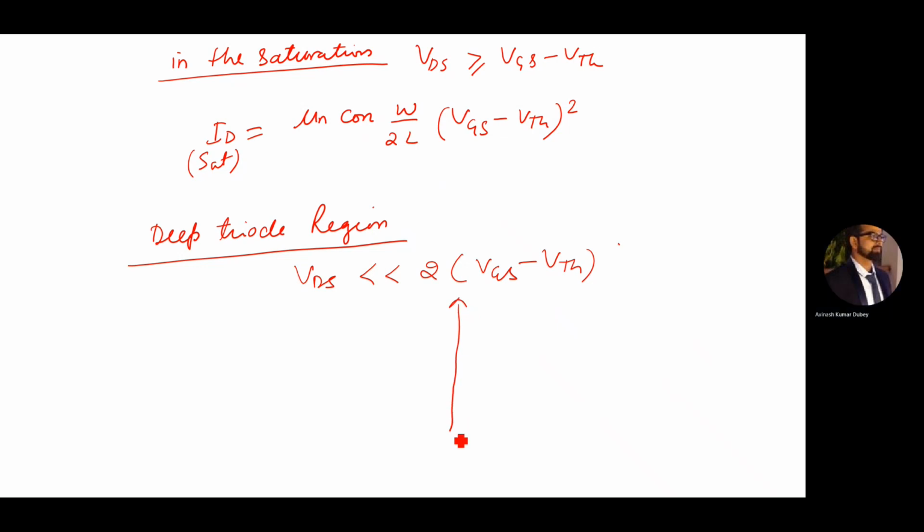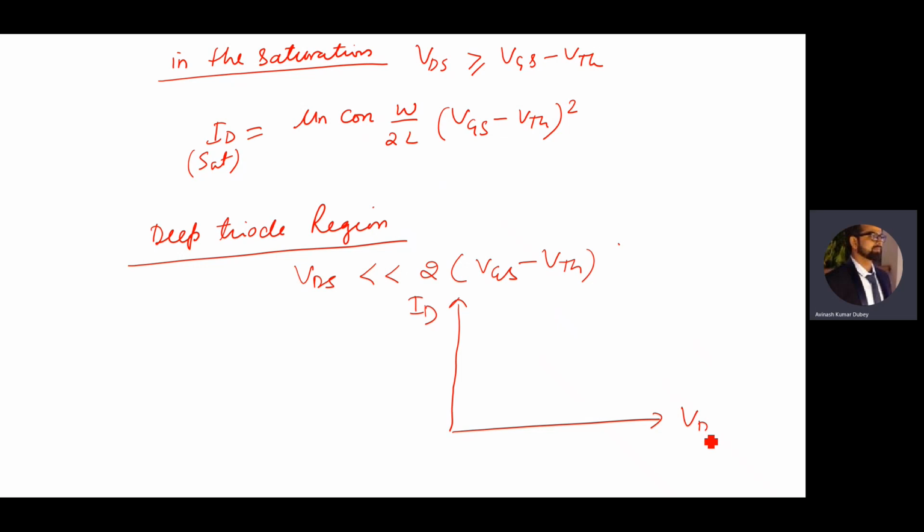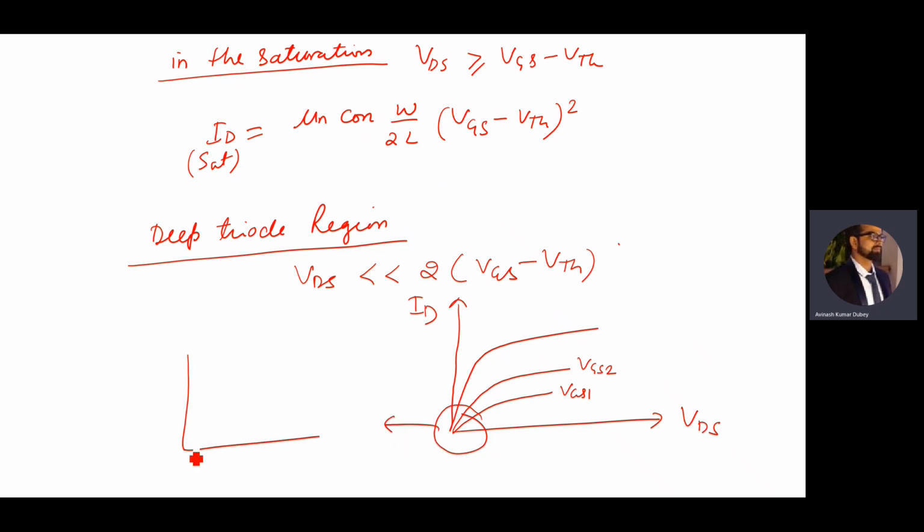If you see the ID versus VDS characteristic curves for different values of VGS, for VGS1, VGS2, the curve can look like this. Deep triode region means the small values of VDS, this region. If you draw this region separately, it looks like a linear region for small values of VDS.